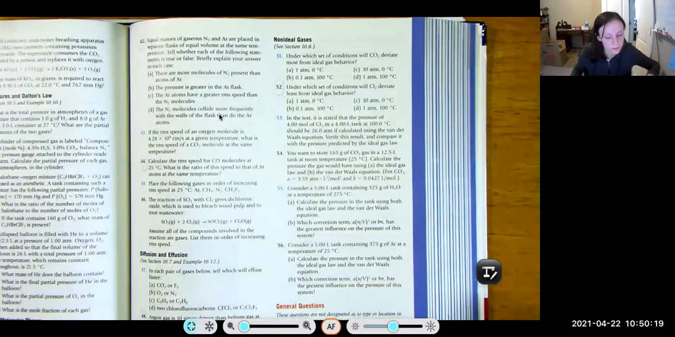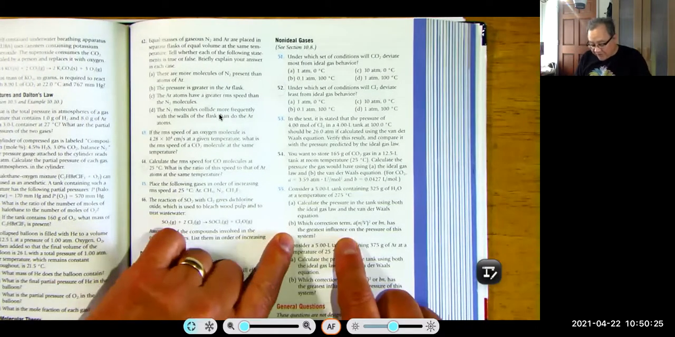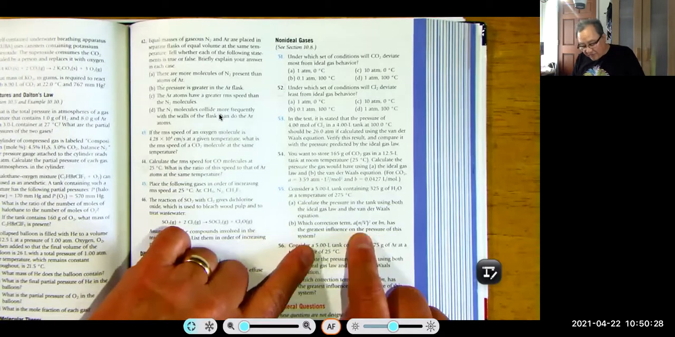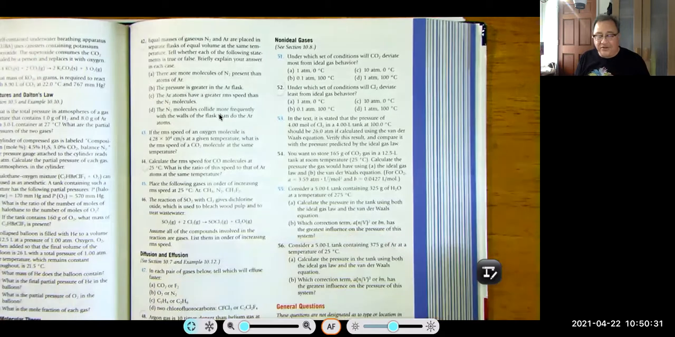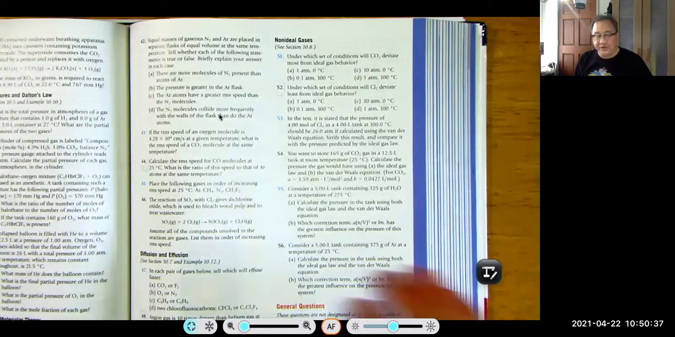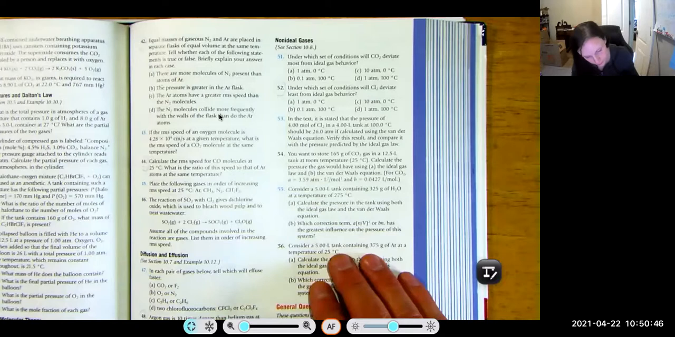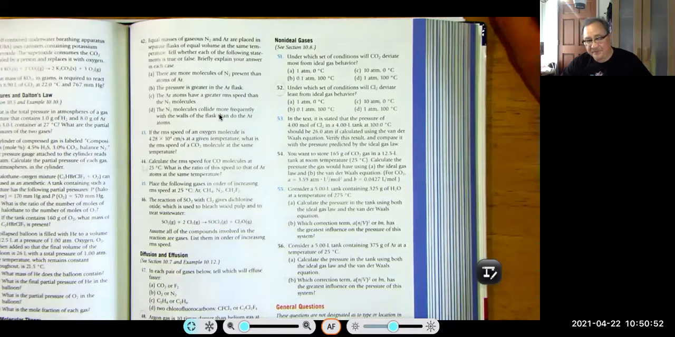Right. Here, they have this one, which correction term has the greatest influence on the pressure of this system? A n over v squared or B times n. So you just calculate them and see which one has the greater influence. The one that has the greater influence is the one that changes the other value by the greater percentage. Okay. So these are just, here's some A's and B's, do some math. And I do understand the value of math, but I like the value of understanding it a little bit better.